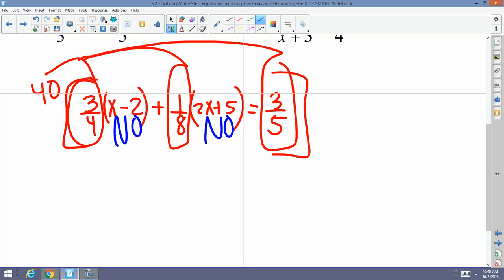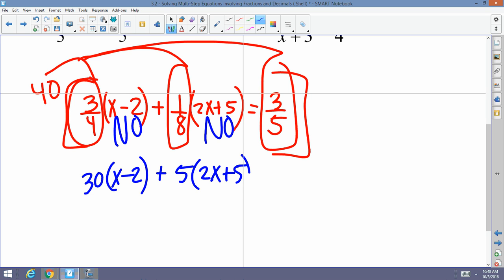Because 32 is not a multiple of 5. Thank you, my brother. So then this would be 40 times 3/4. That's going to be 30 times an x minus 2, plus 40 times 1/8 is a 5 times a 2x plus 5, equals 40 times 3/5, which is 24. And then from there you can solve. Does that make sense? Does that help you, my brother? Thank you for that question. It was a brilliant question, by the way.